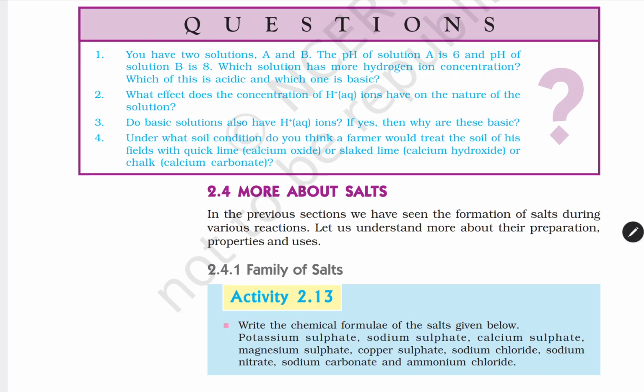Last question. Under what soil condition would a farmer treat the soil of his fields with quicklime or slaked lime or chalk, calcium carbonate? We just discussed this. Farmers treat soil with quicklime, slaked lime or chalk when the soil is too acidic. If the soil is acidic, you need to balance it with bases. These substances are basic and they help neutralize excess acidity, improving soil conditions for crop growth. So this is the solution for these questions.